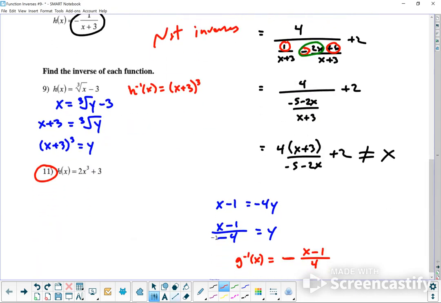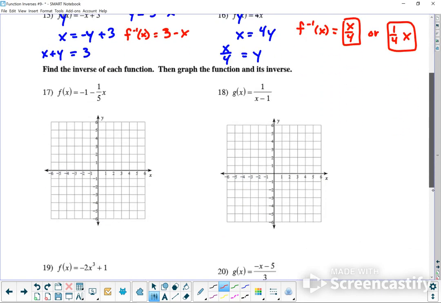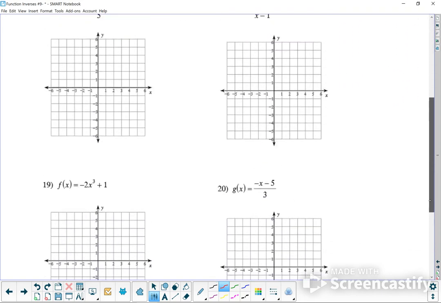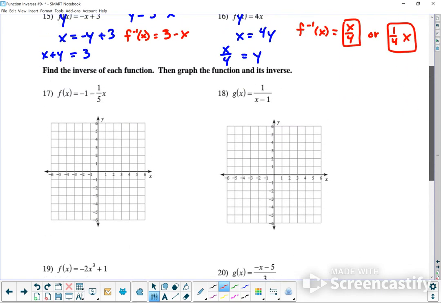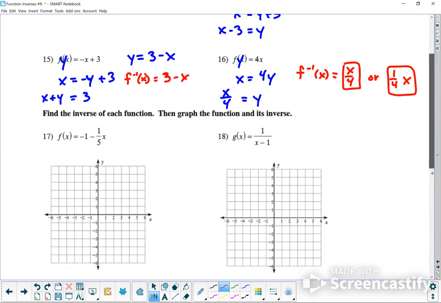Okay, and then the last set. We did 19 and 20 in class, so we're just going to go ahead and do 17 and 18. And we're going to find the inverse of each one.